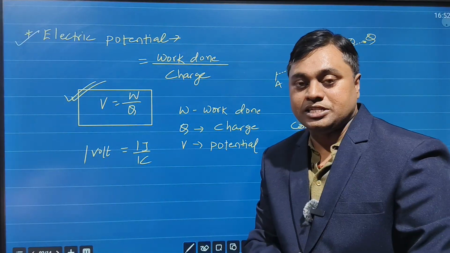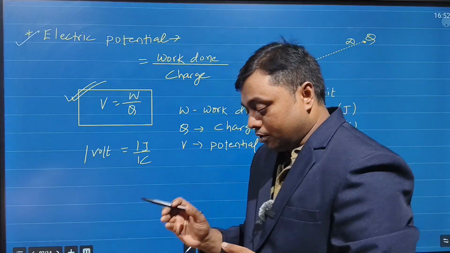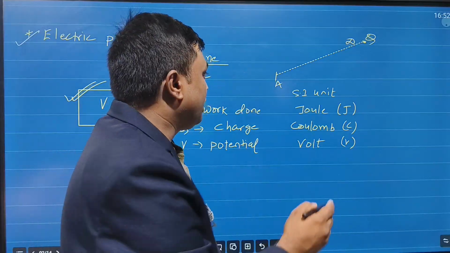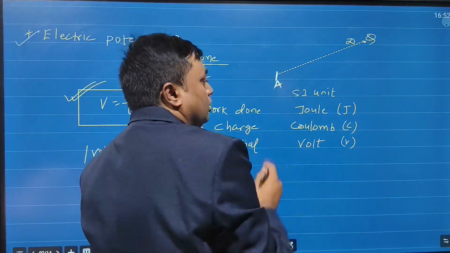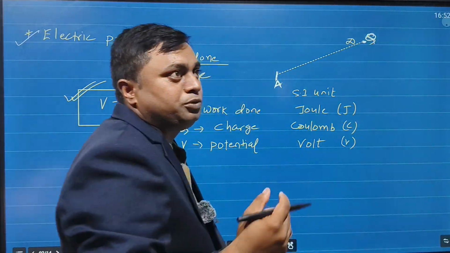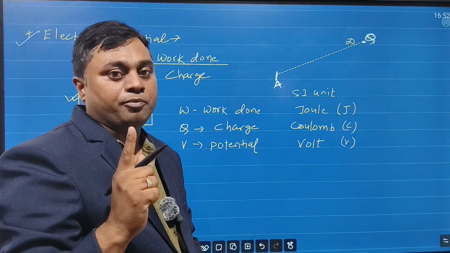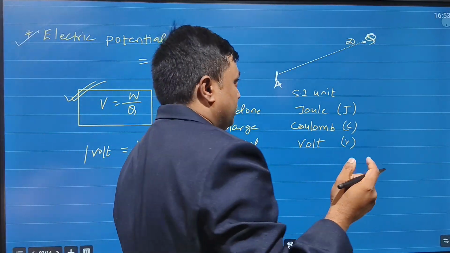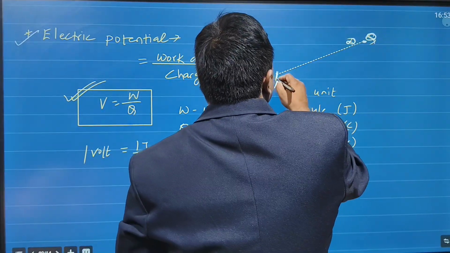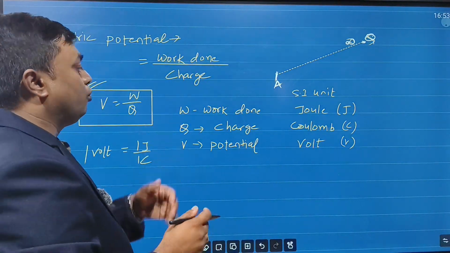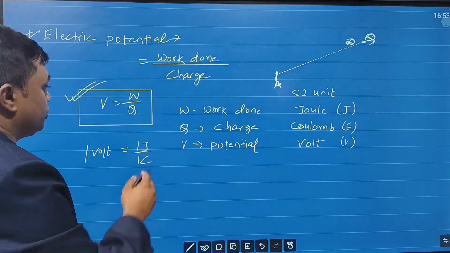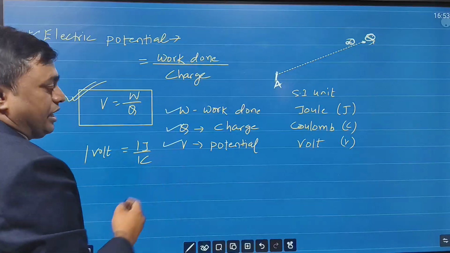Next, we talk about electric potential. Electric potential is nothing but the amount of work done to move a unit positive charge from infinity to a point. Suppose I want to know the potential of this point A. We will take one unit positive charge, a very small test charge, which is there at infinity. When we move this charge from infinity to this point, we have to do some work. That amount of work done is called potential. So we can say V is equal to W by Q, where W is the work done, Q is the charge, and V is the potential.